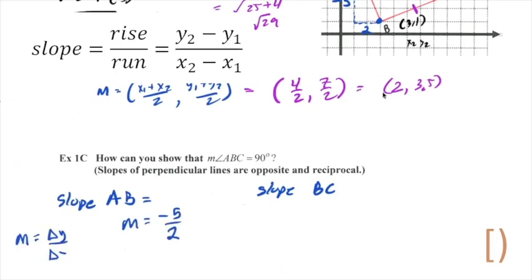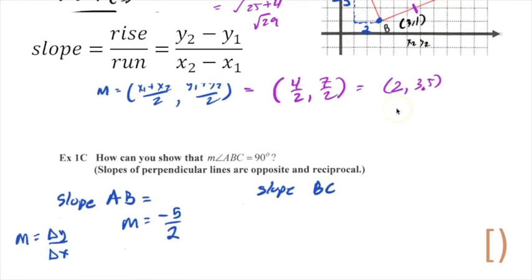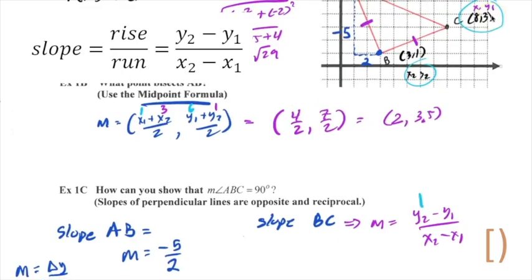The change of y over the change of x, like that. And since we went down, it's a negative, and we went right 2. The slope of BC, let's do this using the formula. If I want to find the slope, I'm going to do y2 minus y1 over x2 minus x1. You can do either way, it works. y2 is 1 minus y1, which is 3, and then we have x2 is 3 minus x1, which is 8.